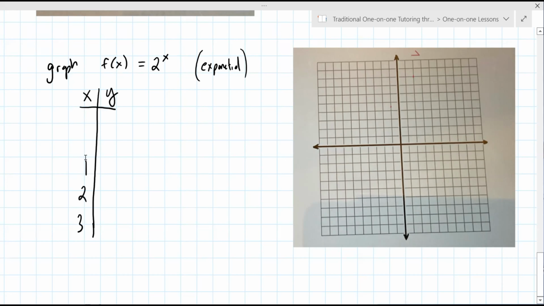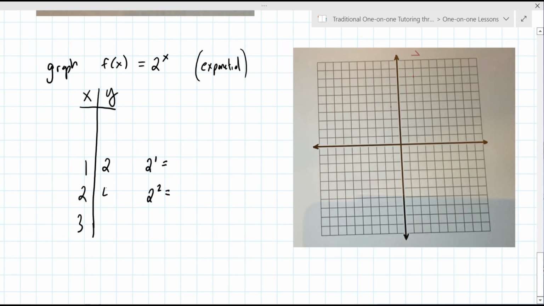But this means you're going to take this value of 1 and put it in for x. Okay, so if you need to, off to the right, you can be like, okay, what is 2 to the power of 1? Can you tell me that? That's 2. Just 2. Okay, how about 2 to the power of 2?